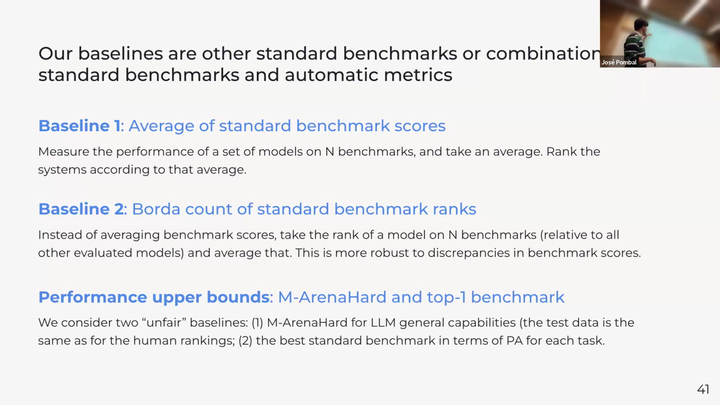So these two baselines are aggregations of benchmarks. What we do also to create this unfair baseline is we look into the pairwise accuracy of each benchmark in the aggregation. We choose the best one to give us an upper bound of the best possible benchmark in that group. This is unfair because you can't do this in practice. You don't have human rankings in practice, so you can't magically know which benchmark is the best. But it gives us a good notion of an upper bound of this aggregation.